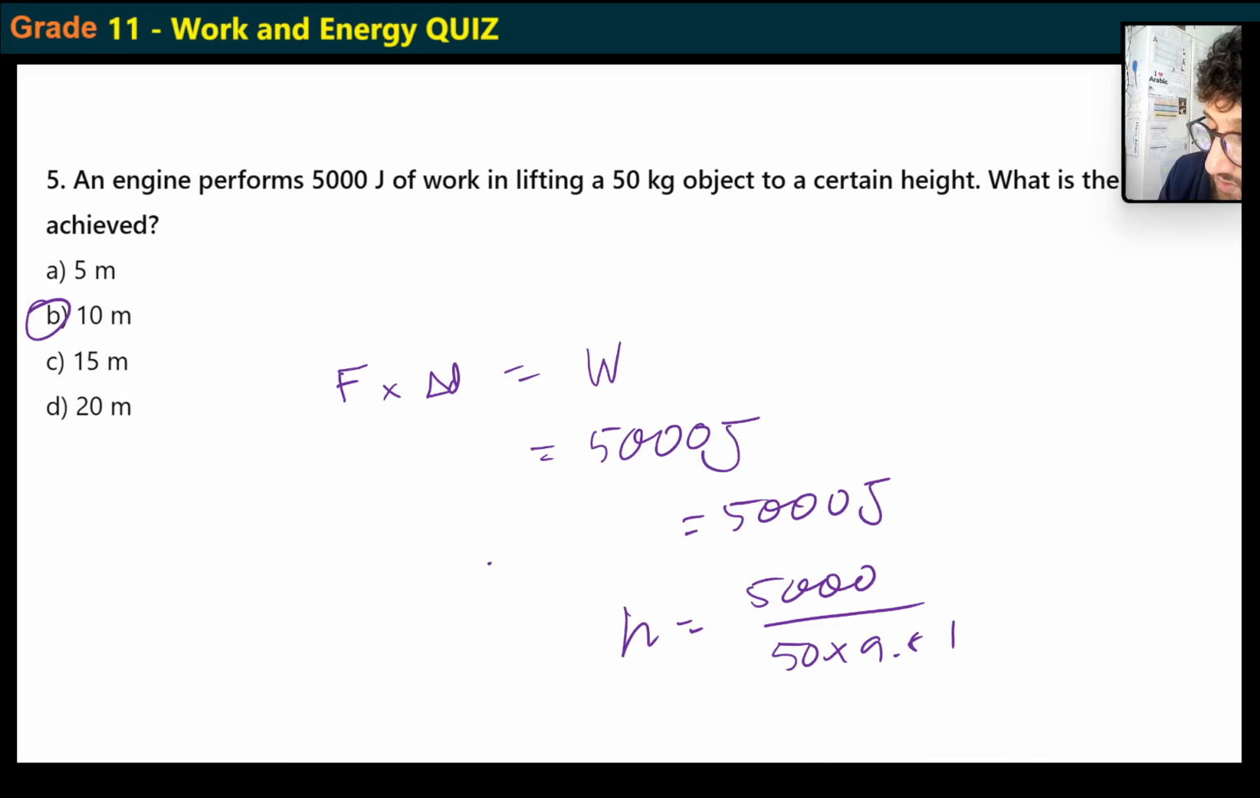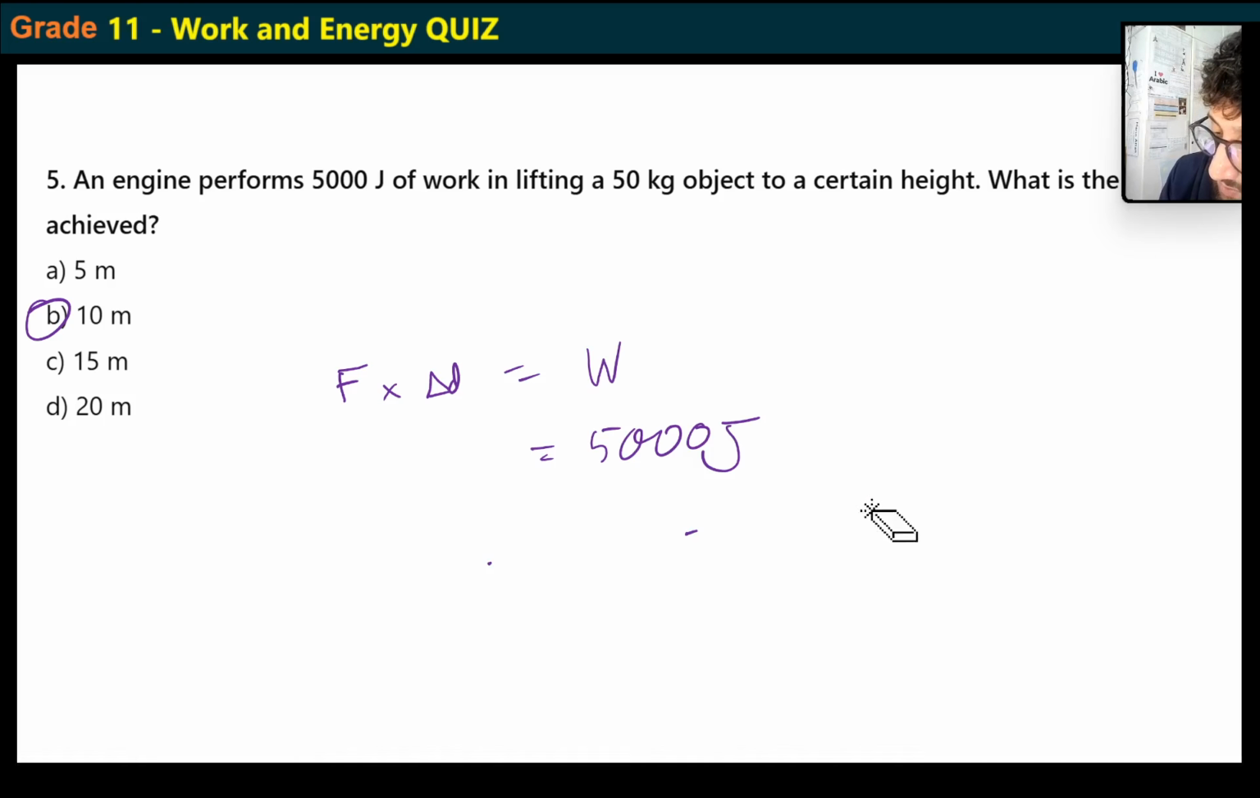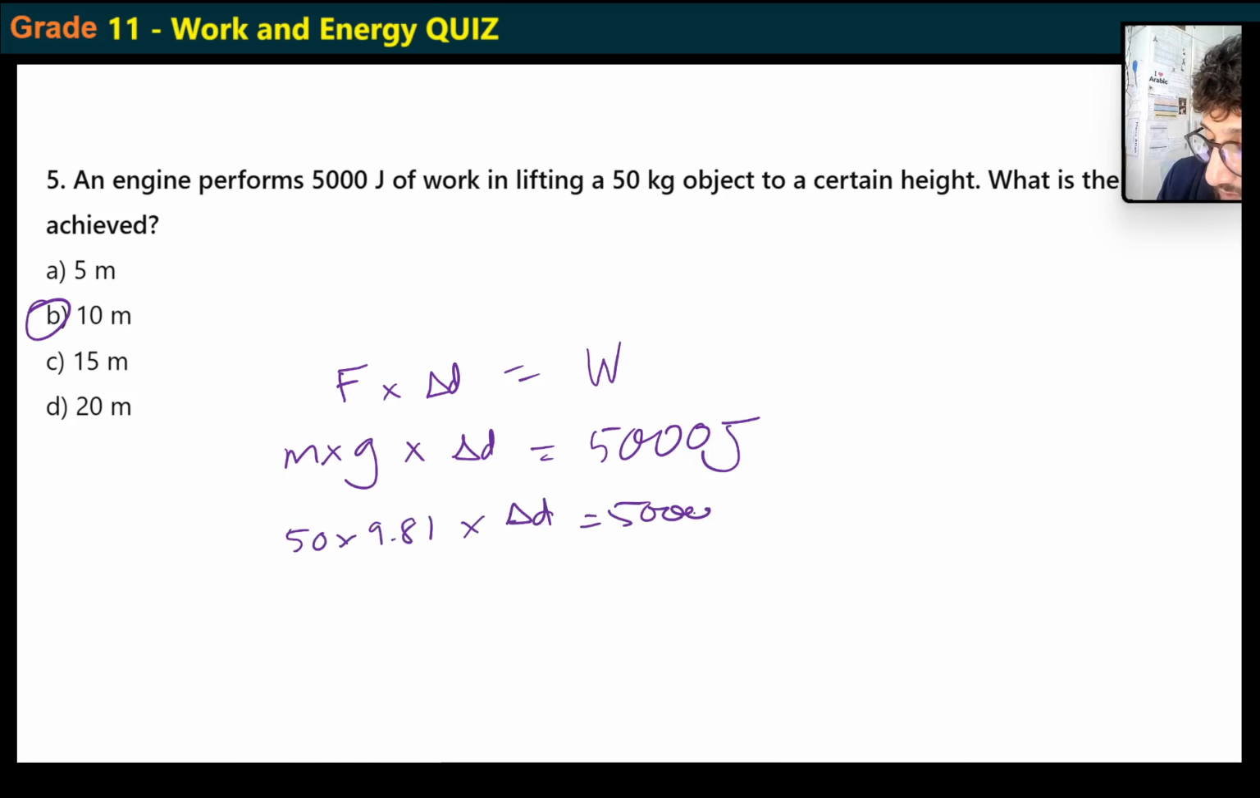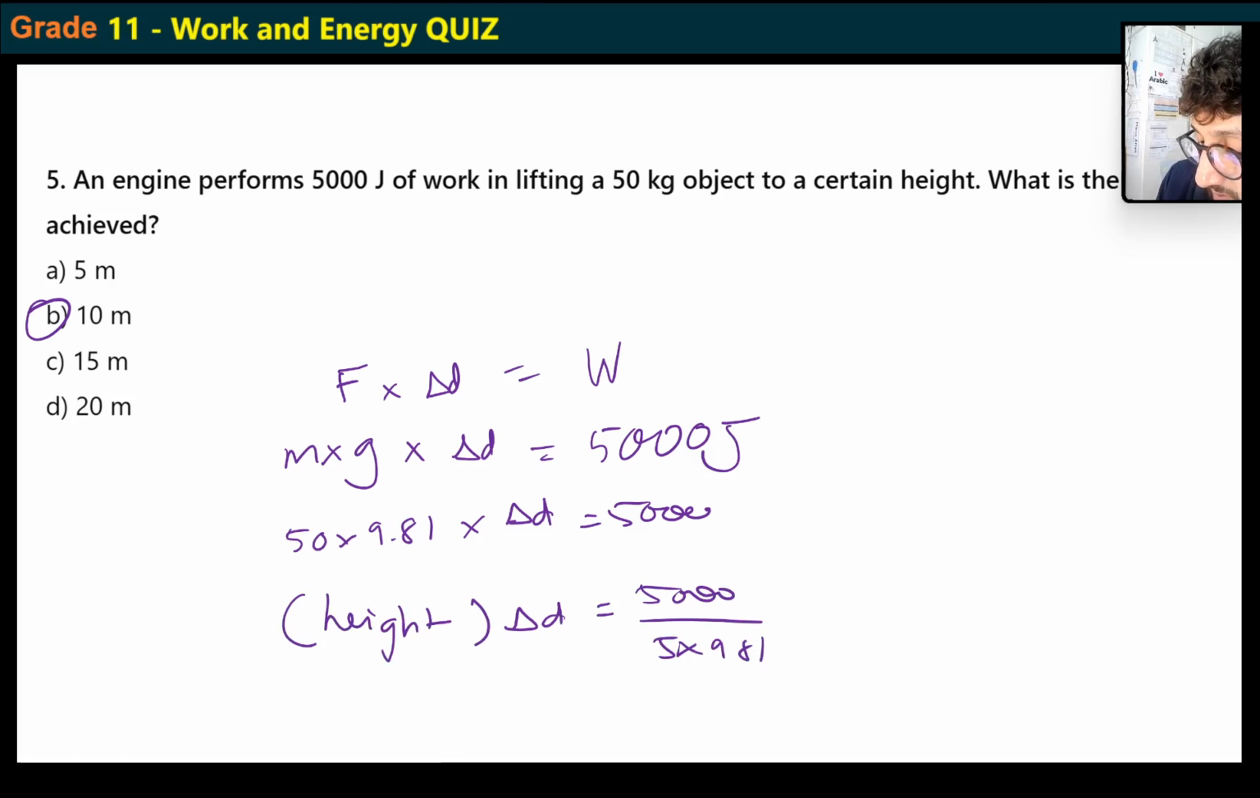So what's the force though? The force is going to be the weight, because we're talking about the y-axis. So it's mass times gravity multiplied by delta d, which is the height. So 50 multiplied by 9.81 multiplied by delta d is equal to 5,000. Delta d, the height, is 5,000 divided by 50 times 9.81, which equals 10 meters. Same exact answer.